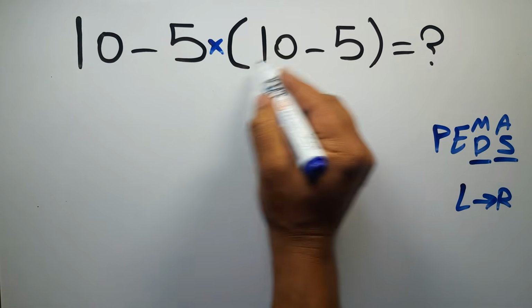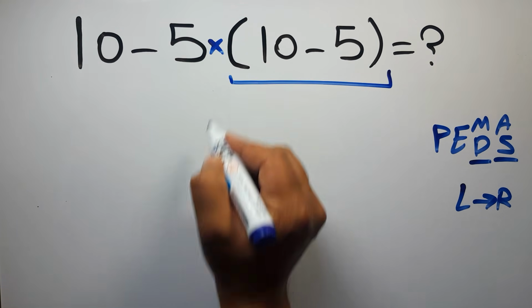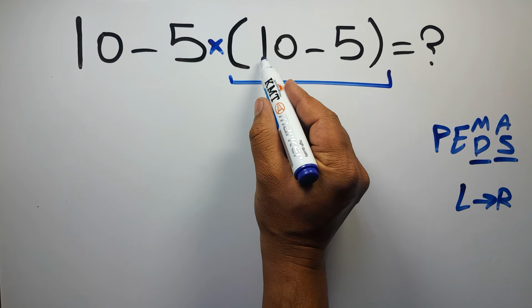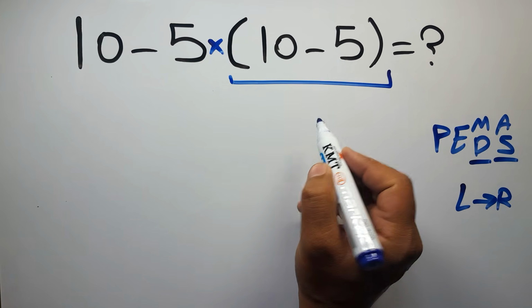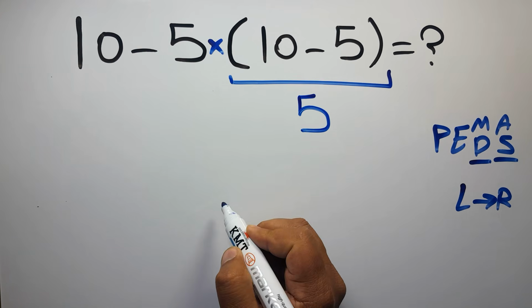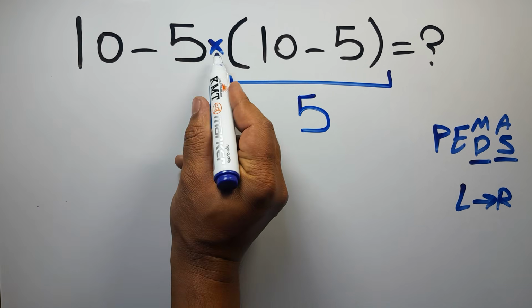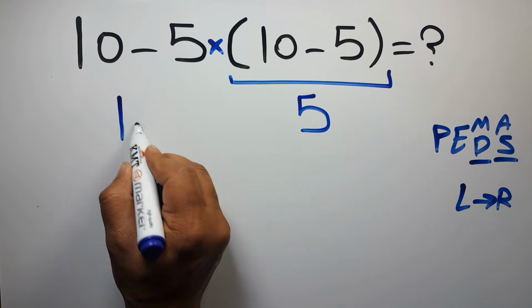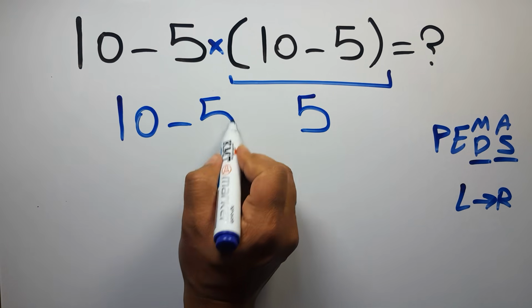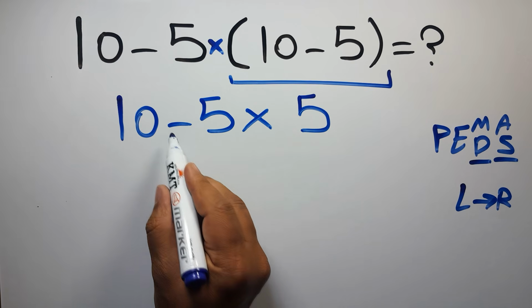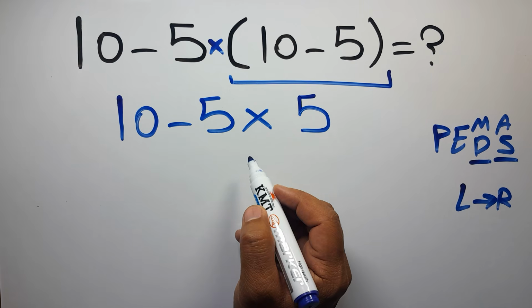So first we have to do this parenthesis. Inside this parenthesis we have 10 minus 5 which equals 5. So we have 10 minus 5 then times 5. Now we have one subtraction and one multiplication.